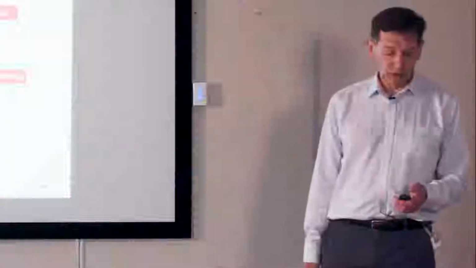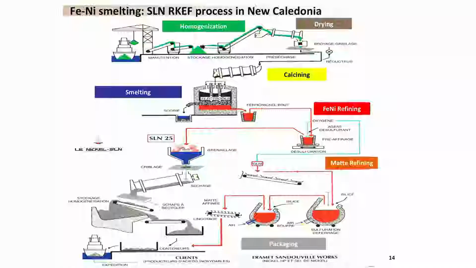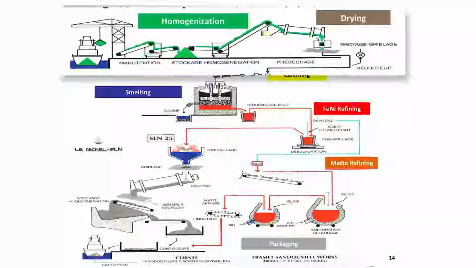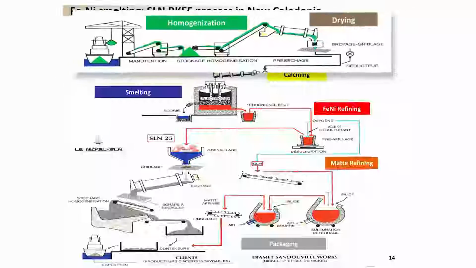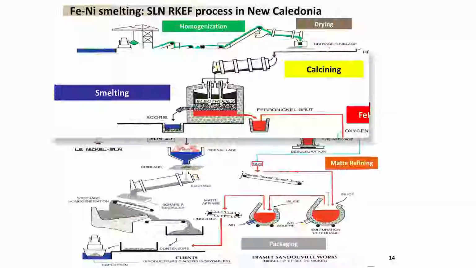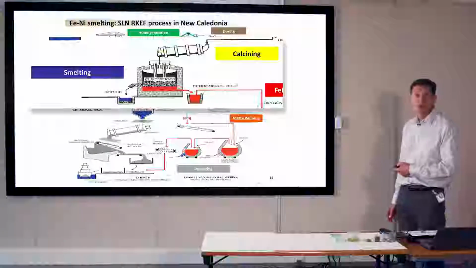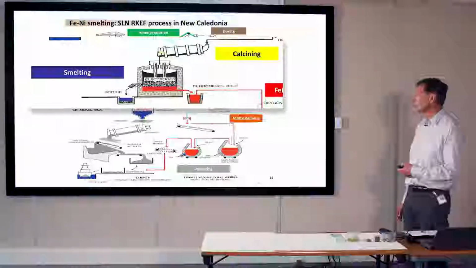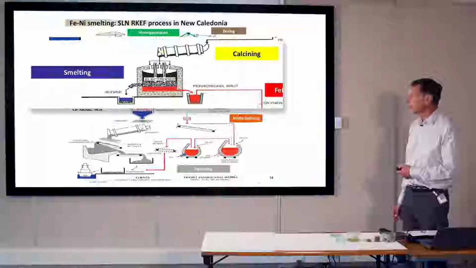The first one is what we call RKEF, the rotary kiln electric furnace process. It's a process used by ERAMET in New Caledonia. It's divided in different parts. First, homogenization of the ore, then drying of the ore to eliminate the water contained in it. You have a first pyrometallurgical treatment in a rotary furnace to reduce part of the ore, reducing the iron and the nickel, and then the smelting in the electric furnace.